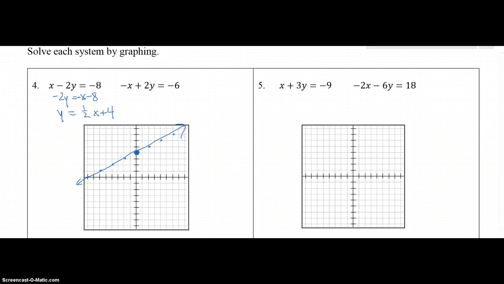And for the second one, we're going to add x to both sides. We're going to divide by positive 2. So we end up having a y-intercept of -3. So we plot -3, and that's our starting point. In the positive direction, we're going to plot our slope, which is rise over run, 1/2. So rise 1, run 2.